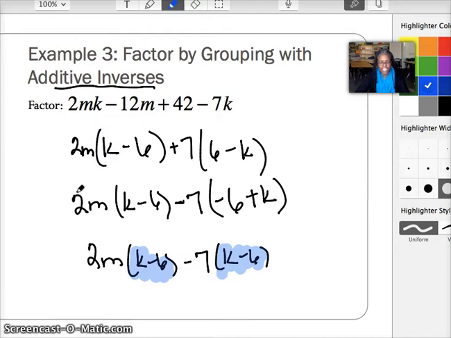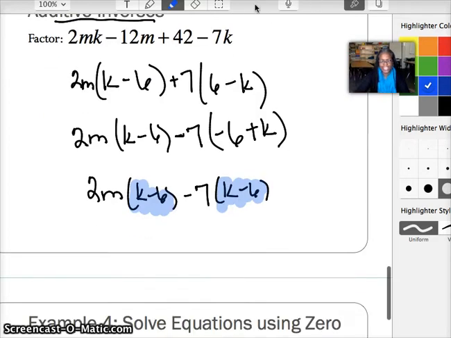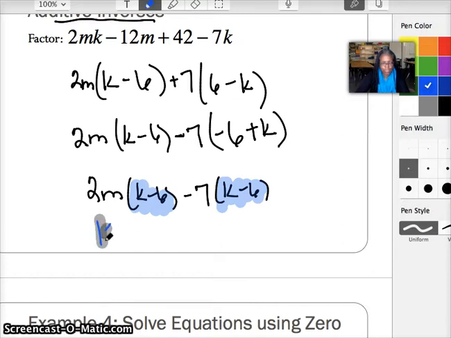I'm basically looking at this one as one big junky term and this one as another big junky term, and I'm factoring out of those two junky terms, okay? And so when I do that, let me get my pen back again. When I do that, I end up with k minus 6 being multiplied by 2m minus 7.